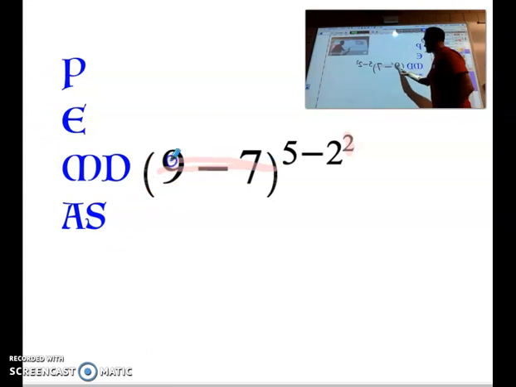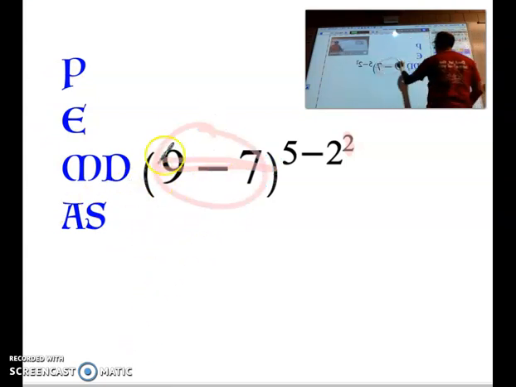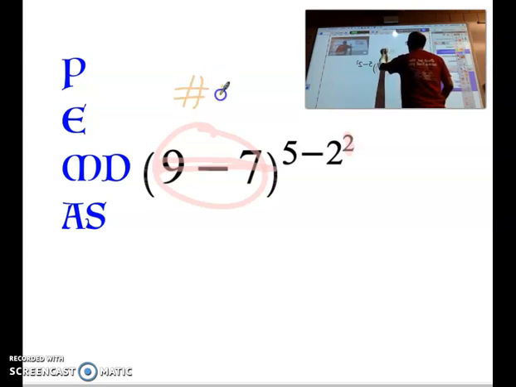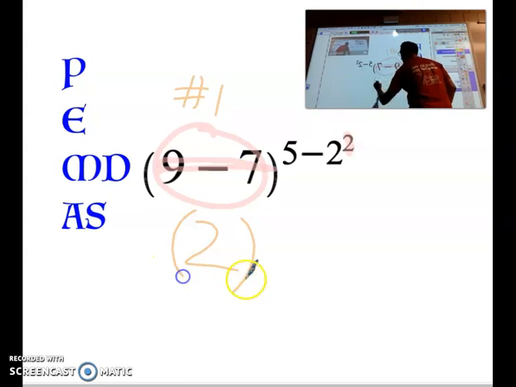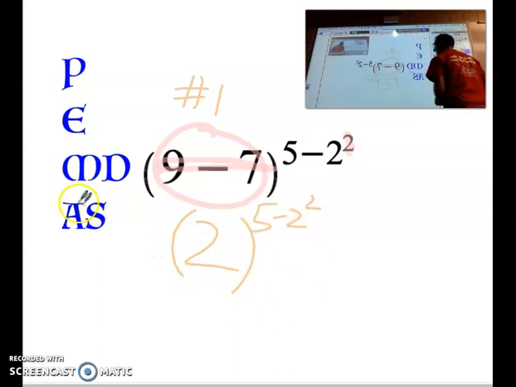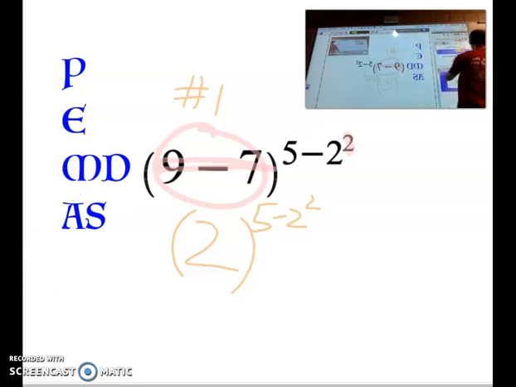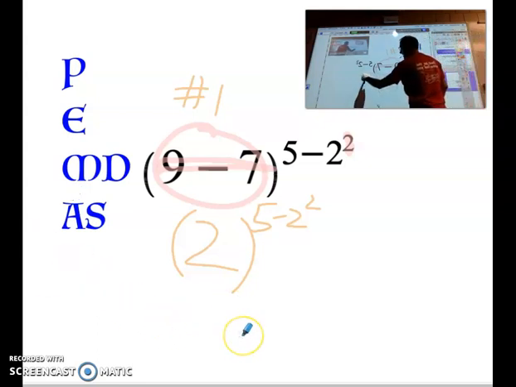So this is step number 1. That answer is 2. Now, do I do 2 to the exponent? Do I do 5 minus 2? Or do I need to do the exponent to the 2?